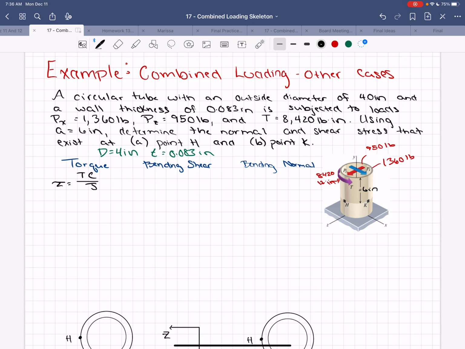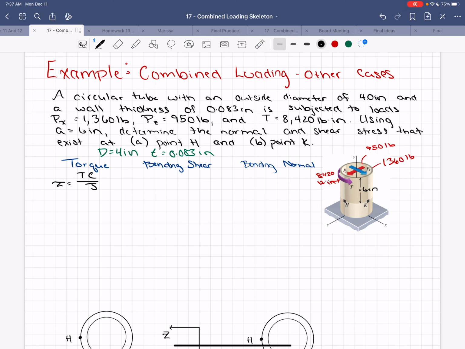So we'll calculate J. Then if we have a moment, we'll have a bending normal stress. Pz will create a moment around x, and that moment will change along the height of this. Px will create a moment around z, and that moment will change along the height of this. So whenever we have a moment that changes along the height, we're going to end up with bending shear stresses too.